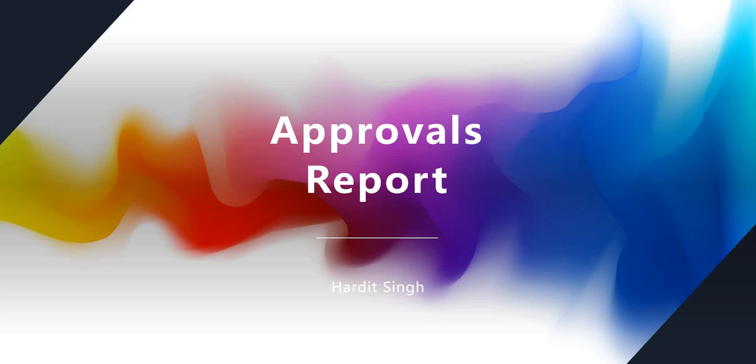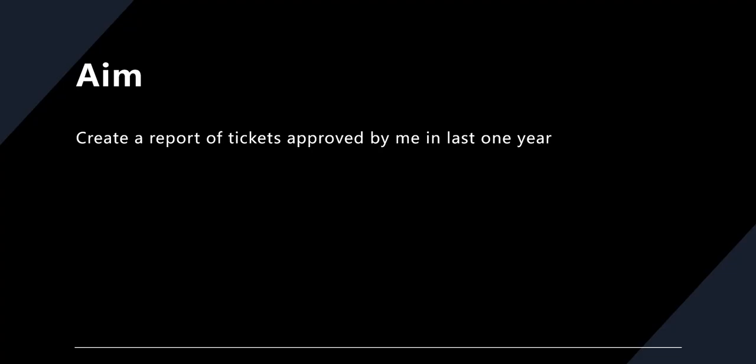This was a question asked on my ServiceNow YouTube channel, so I thought of making a quick video on this. This report will list tickets which are approved by me, that is the logged in user, in the last 1 year. So if you are logged in as yourself, a list of approvals which you have done in the last 1 year would be shown, and you can customize this report as per your need.